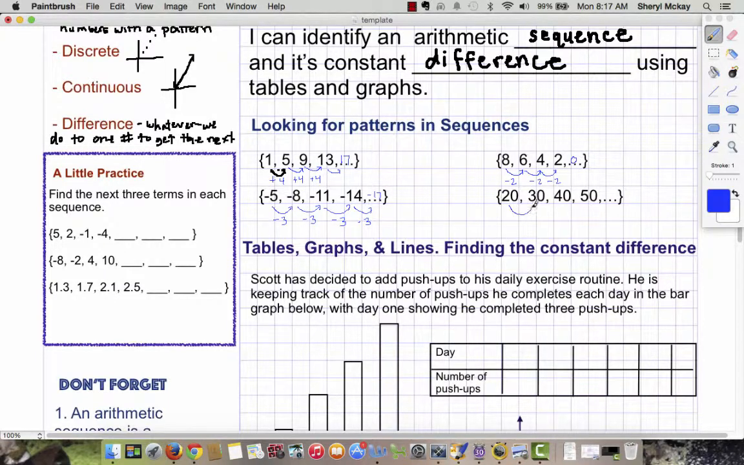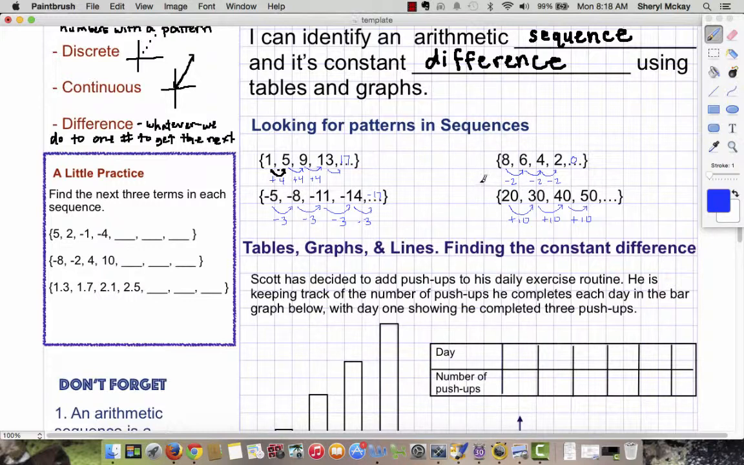Did you notice what we did, what the pattern was? We added 10. Plus 10, plus 10. So one thing that I hope that you noticed in each one of these, whether it was 1, 5, 9, 13 or 20, 30, 40, 50, each time we added or subtracted the same number. We added or subtracted the same number.